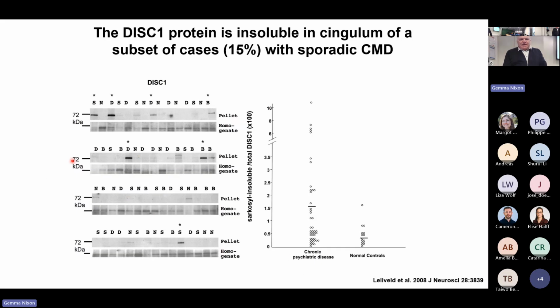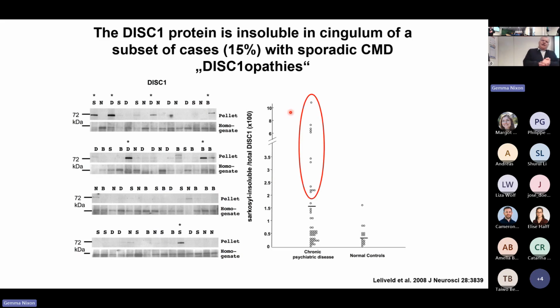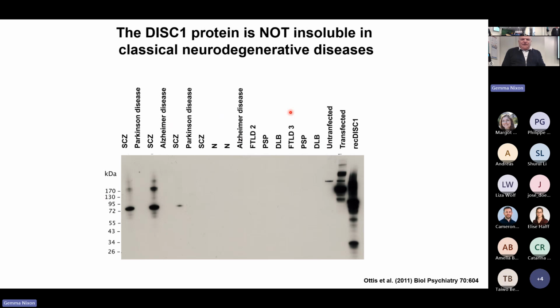This is a Western blot for aggregated proteins. You see that in this lane, this is the control of the homogenate input. And you see that there are only several cases and no controls. Here, S for schizophrenia, D for depression, B for bipolar disorder, and N for control. There are only several cases that are clearly positive and much stronger in the pellet than the normal controls. And this subset, about 15% of cases, were provisionally called dysguanopathies. And we didn't find those aggregates in neurodegeneration controls here, Parkinson's disease, Alzheimer's disease, DLB, and others. So they really appear to be very specific for schizophrenia.